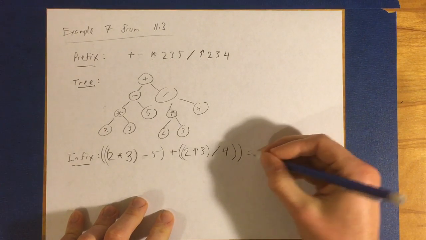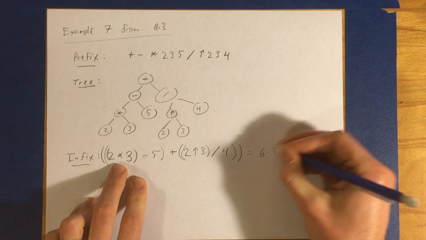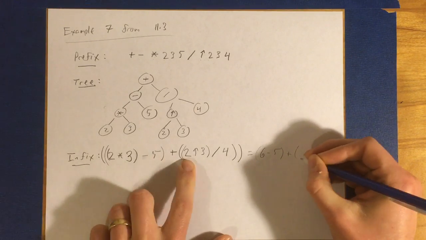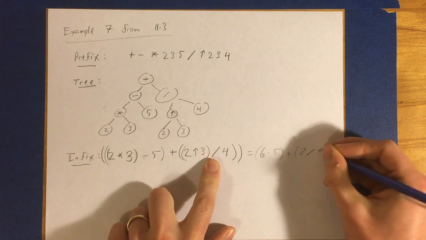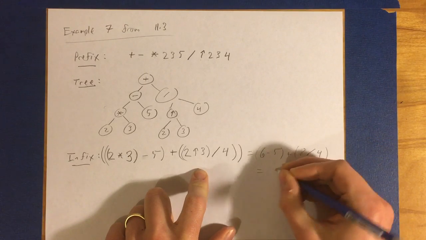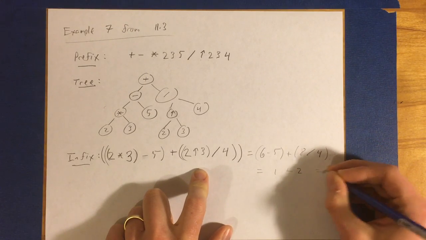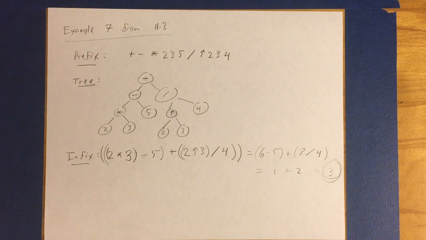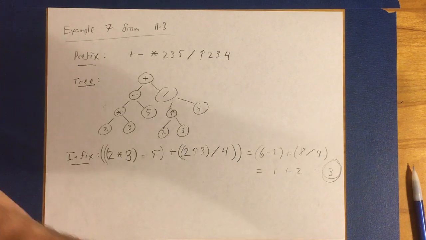So now I can actually evaluate this. This is 6 minus 5 plus 2 cubed, which is 8, divided by 4. And I get 1 plus 2, which is 3. Now I just want to show you how the textbook explains this as well.